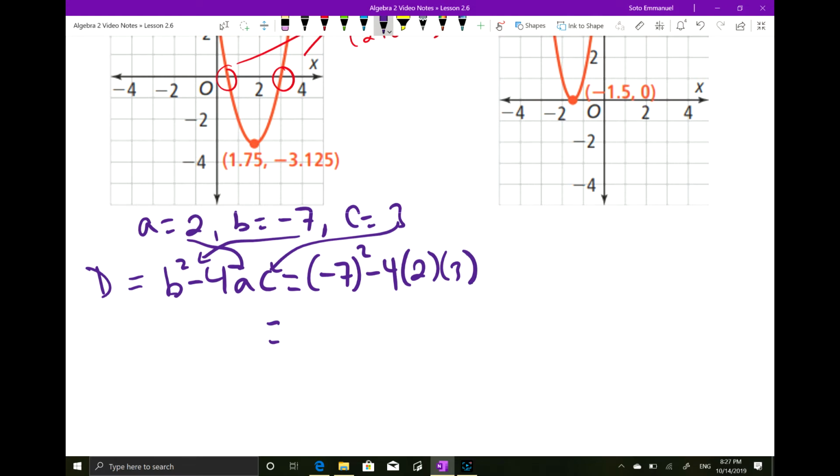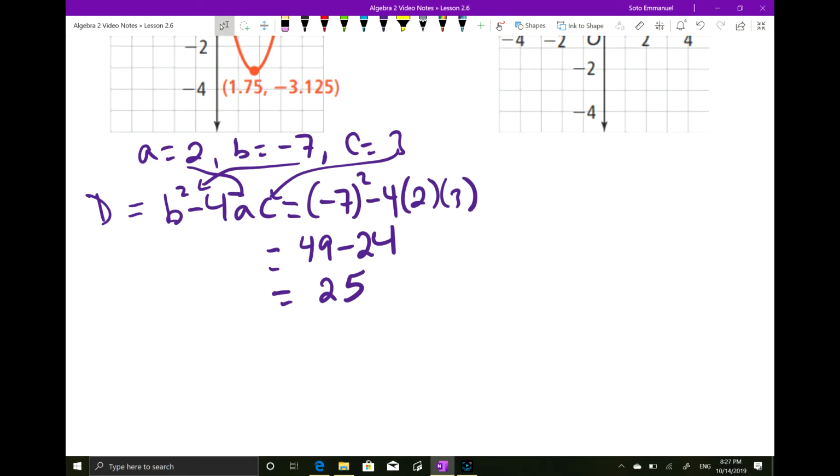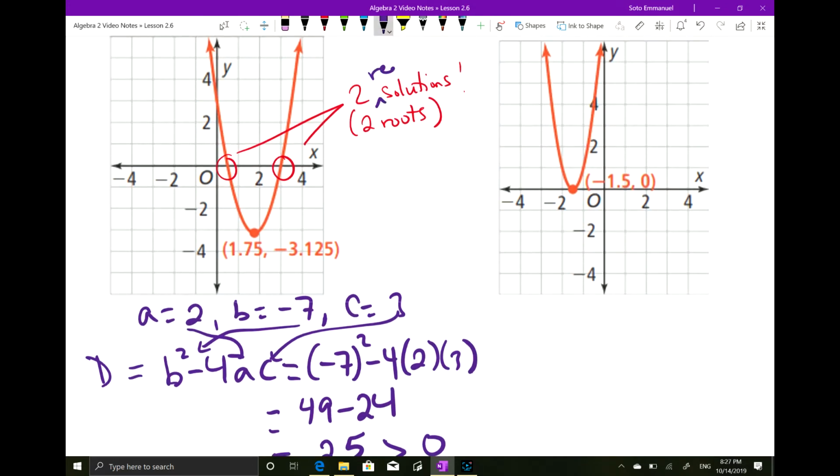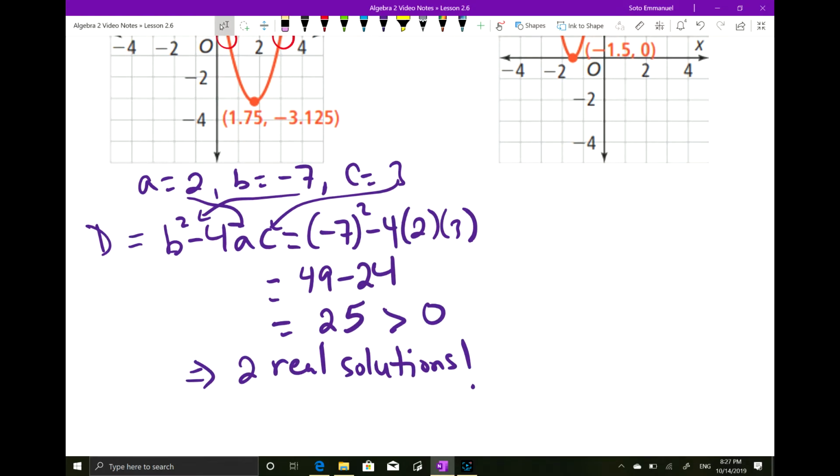Now negative 7 squared is negative 7 times negative 7, which is 49. 4 times 2 is 8. 8 times 3 is 24. So we got here 25 for the discriminant. Now, since the discriminant is bigger than 0, this means we have two real solutions, or two real roots, which we do have in this case. We have two real solutions because it crosses the x-axis twice. Now, if it didn't cross the x-axis at all, we have no real solutions.